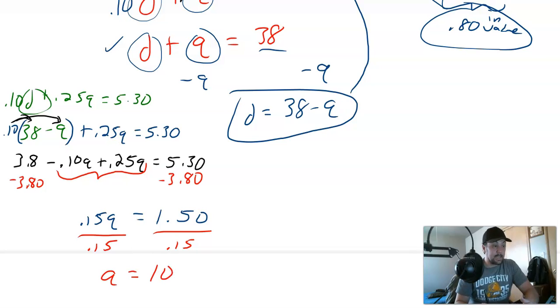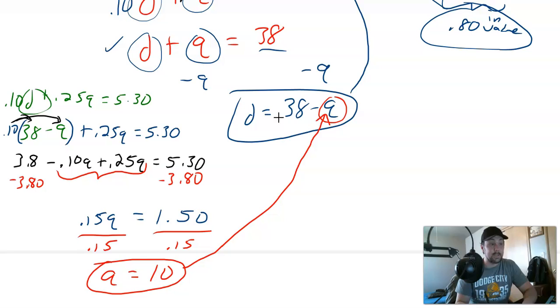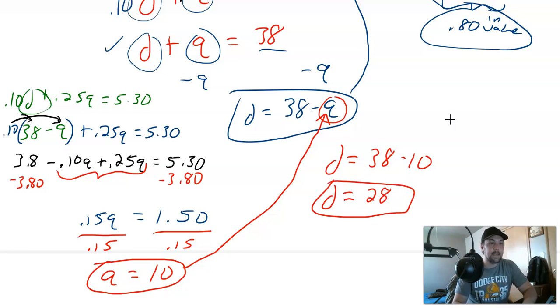So here, this works out nice. I get Q is equal to 10. That means there's 10 quarters. So how many dimes are there going to be? We will take Q equals 10, plug it back into one of our original equations. I think this would be a great place to plug it in. And we'll get that the number of dimes is 38 minus the number of quarters, which is 10. And so I'm going to get that the number of dimes is equal to 28. So 28 dimes and 10 quarters would fit that description.